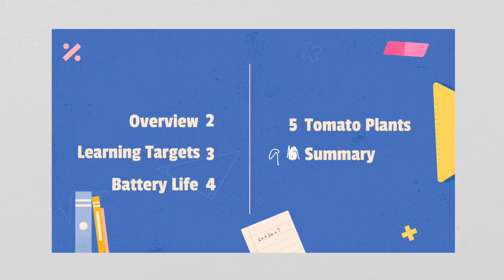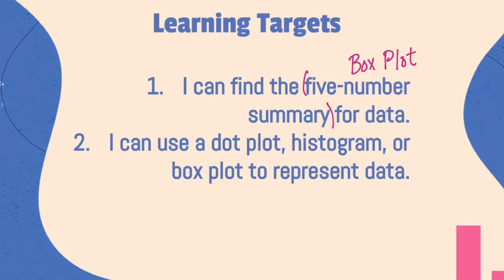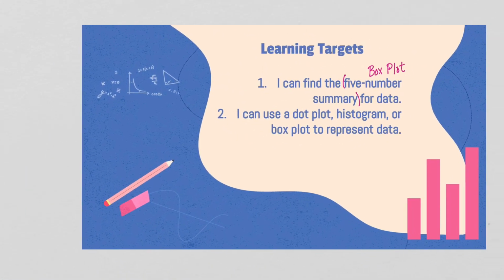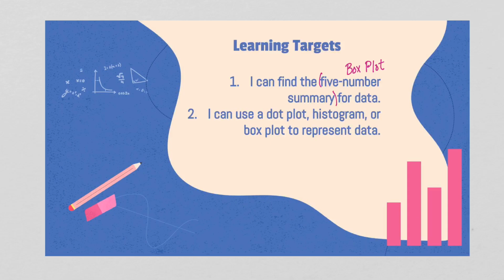So let's get started. By the end of this lesson, you should be able to find the 5-number summary for data, which is going to be able to be seen in a box plot. That's why I have that right up here. Then you should be able to use a dot plot, a histogram, or a box plot to represent data. Another way that we can say histogram or something similar to a histogram is a bar graph.